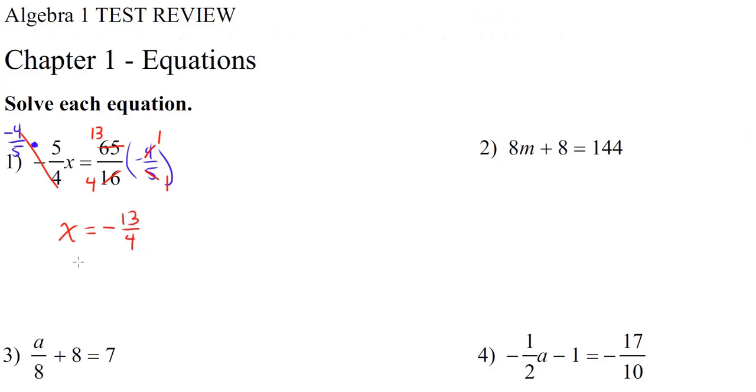Remember that your answers must always be in simplest form, and 13 over 4 is in simplest form. Of course, if you wanted to, you could also write this as the mixed number 3 and 1/4.